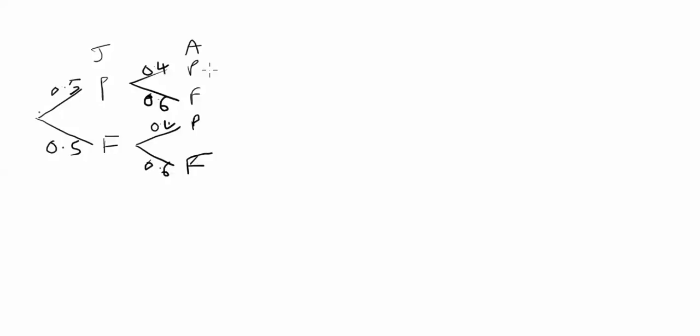Now, it also gives you the probability that they both fail as 0.3. If you look at that, 0.5 times 0.6, a half of 0.6, is going to be 0.3, so that fits in with what we've already got. So the first one fails and the second one fails is 0.3.